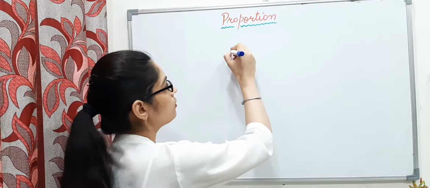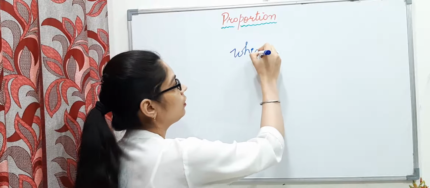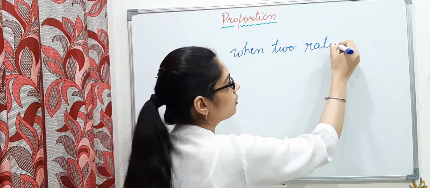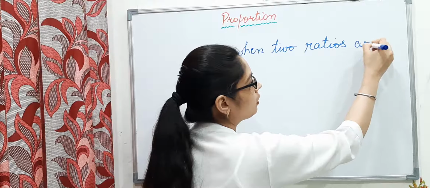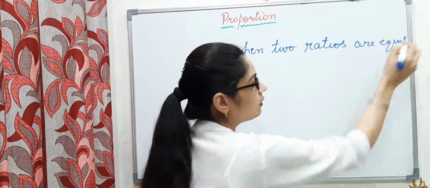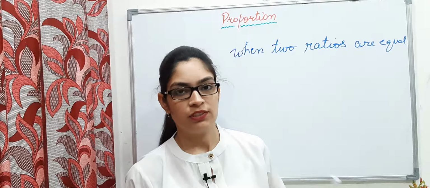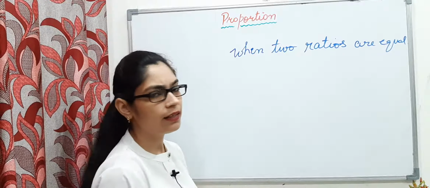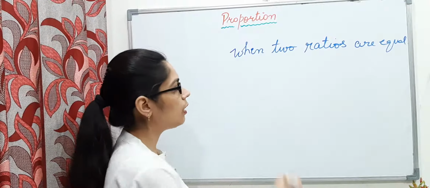So proportion means when two ratios are equal. When two ratios are equal, they are said to be proportional to each other. Let's understand it by taking an example again.